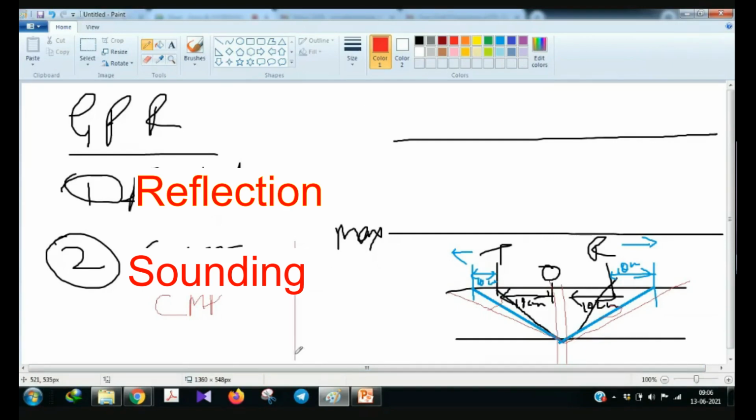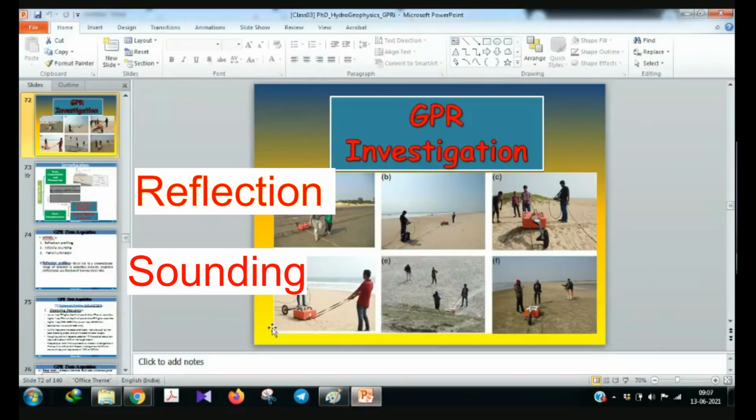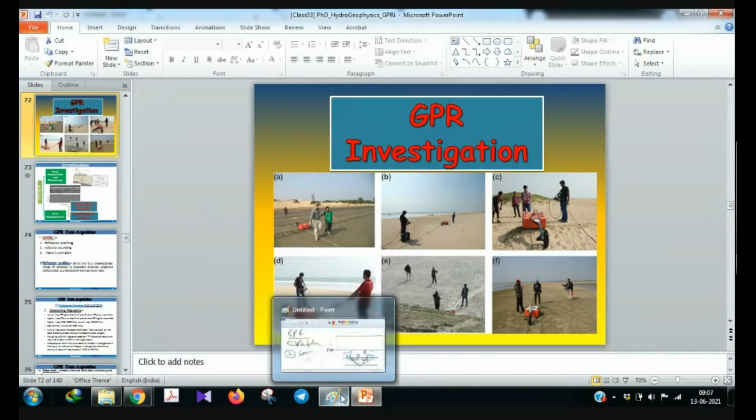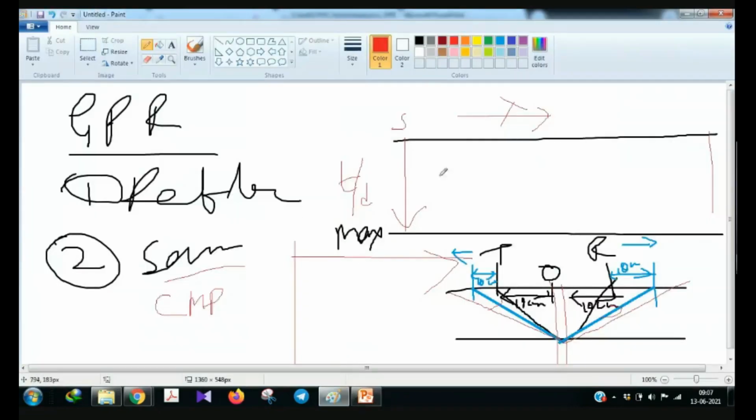In CMP, the data will look like this. For the reflection profile, if you see the data, on this side you will be plotting time or depth, and on this side your offset. Offset means the distance covered from the starting point, and the distance is measured using the calibration wheel. Sometimes you have this calibration wheel. This wheel has a function to measure the distance, just like the odometer or distance measurement unit placed in a motorbike or any car. The same fundamental principle works here to measure this offset.